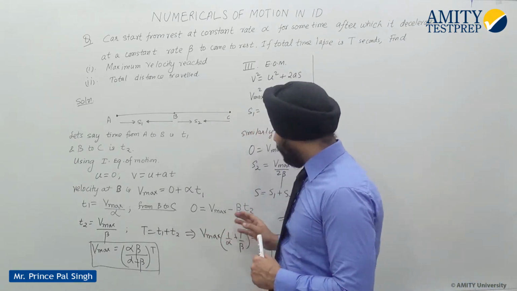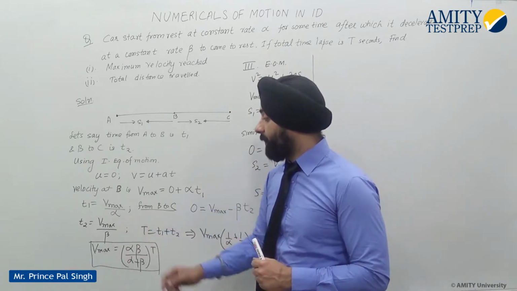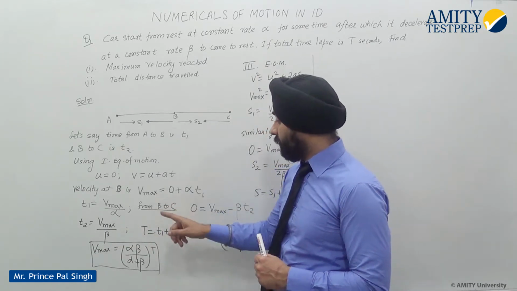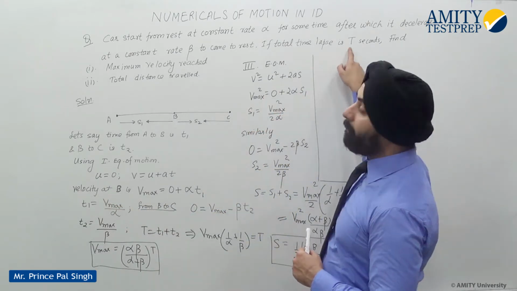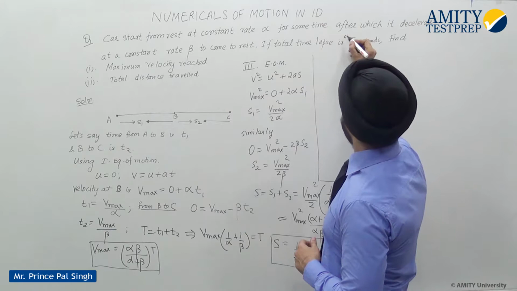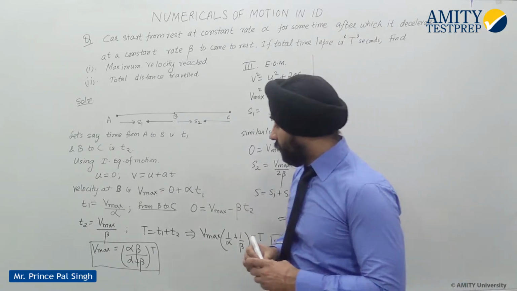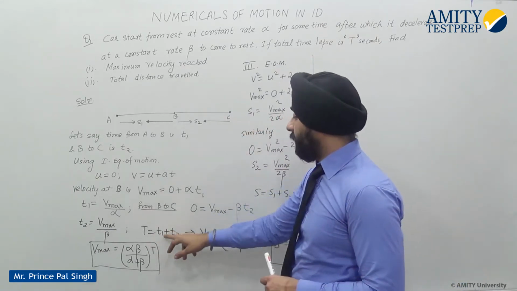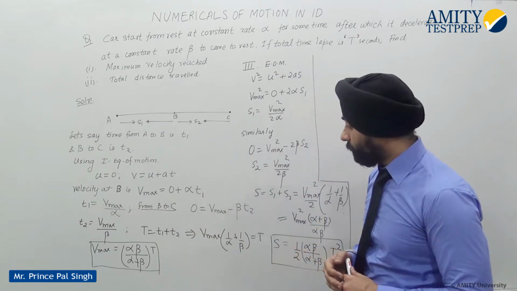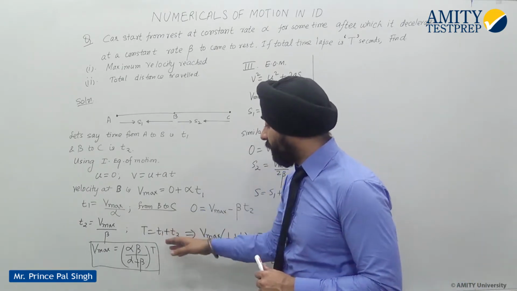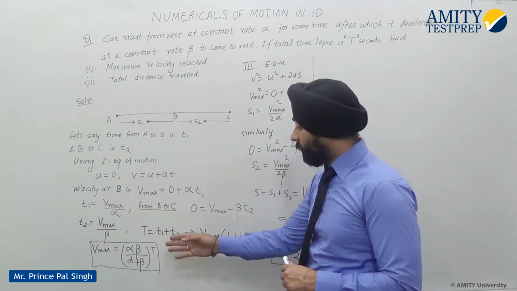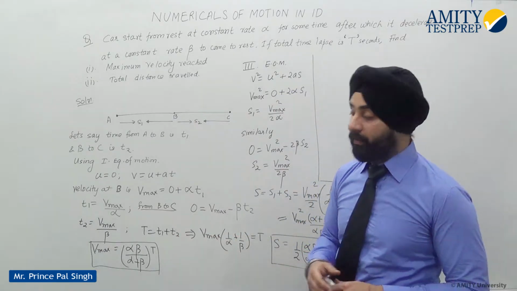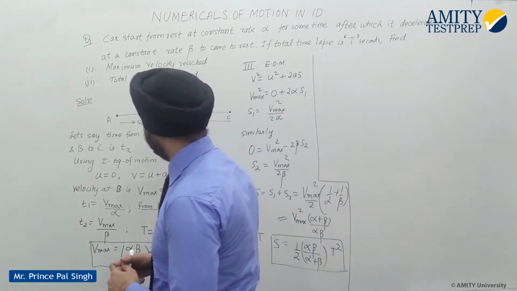From here, I find t2 equal to Vmax upon beta, and from the other equation t1 equal to Vmax by alpha. Now it is given that the total time elapsed is T. So T equal to t1 plus t2. Now if I put the values of t1 and t2, I get the maximum velocity in terms of the given quantities, that is alpha, beta and T. This is the first answer.